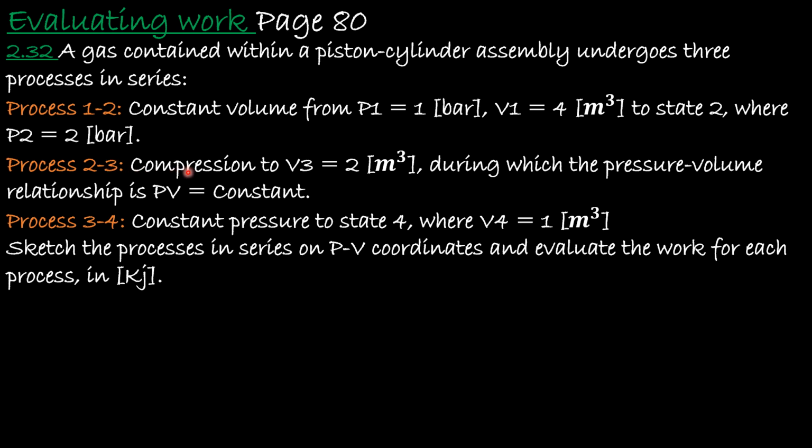This process is a compression process. So here the volume will decrease and the pressure will increase, because the increase in pressure will cause a decrease in volume, to a volume of the gas at state 3 equal to 2 meter cube, during which the pressure volume relationship is PV equal constant. This PV equal constant is used to find work in variable pressure systems. When pressure varies during a process, we call it a polytropic process.